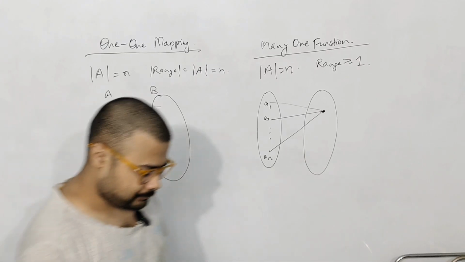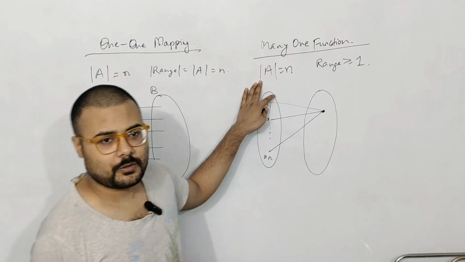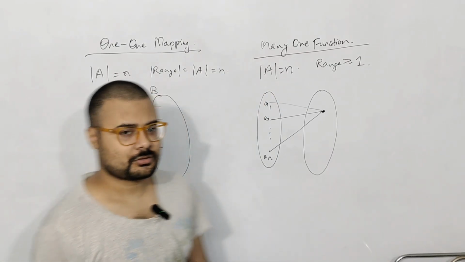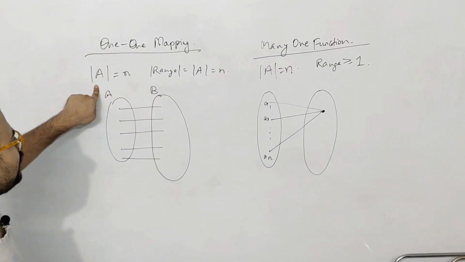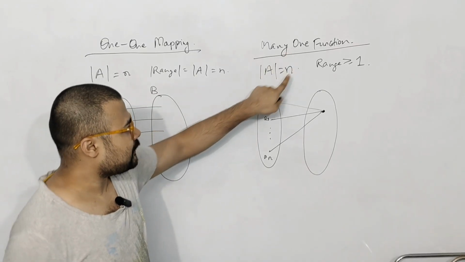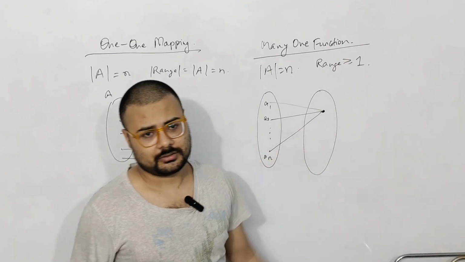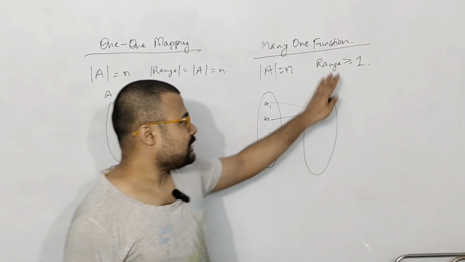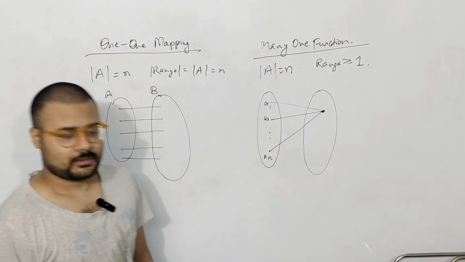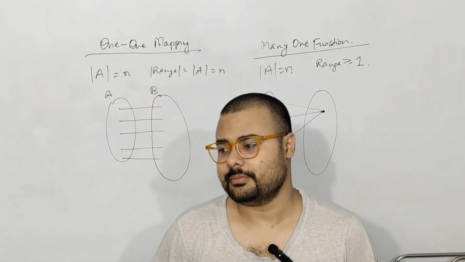Okay. Now, this is when your domain is given to you. The number of elements in the domain is given to you. Then what is the number of elements in the range? In case of 1-1 mapping, if the number of elements in A is n, the number of elements in the range is n. In case of a many-one function, if the number of elements in A is n, the range can be anything greater than or equal to 1. And when the range is equal to 1, it means all the elements are mapped to just one element.